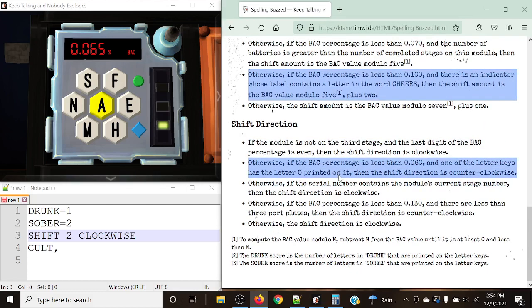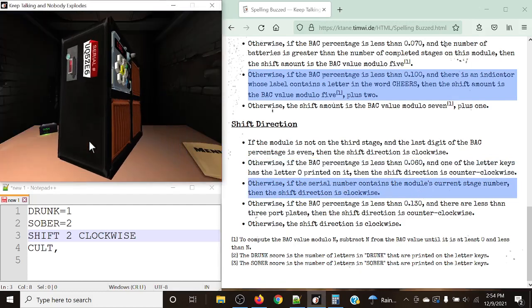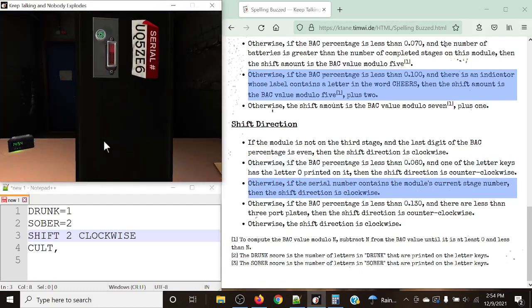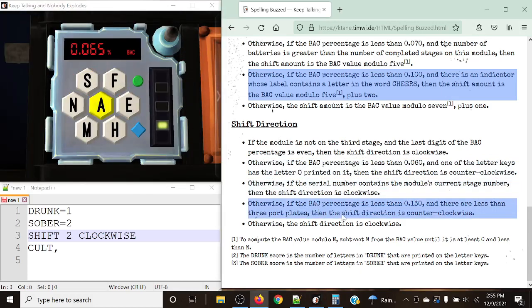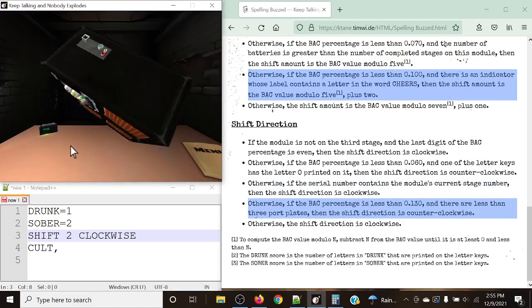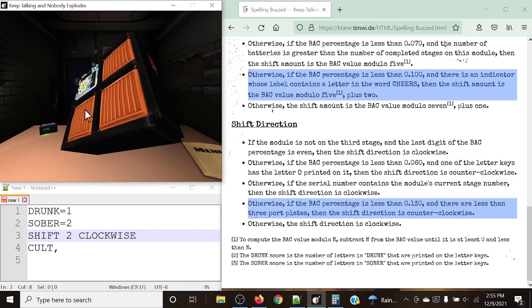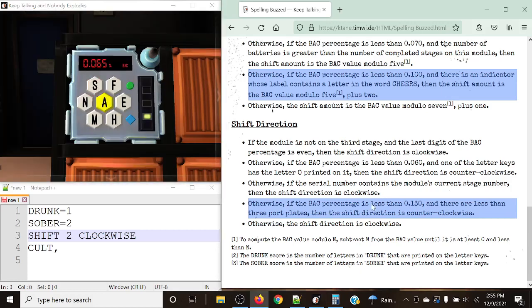Next up, if the BAC percentage is less than 0.06, that is not true. It is greater than that at this point. If the serial number contains the module's current stage number, do we have a 2? We do not. We do not currently right now. If the BAC percentage is less than 0.13, that is true. And there are less than 3 port plates. 1, 2. There are less than 3 port plates. So, our shifting direction is going to be counterclockwise. So we're going to shift counterclockwise by 2.